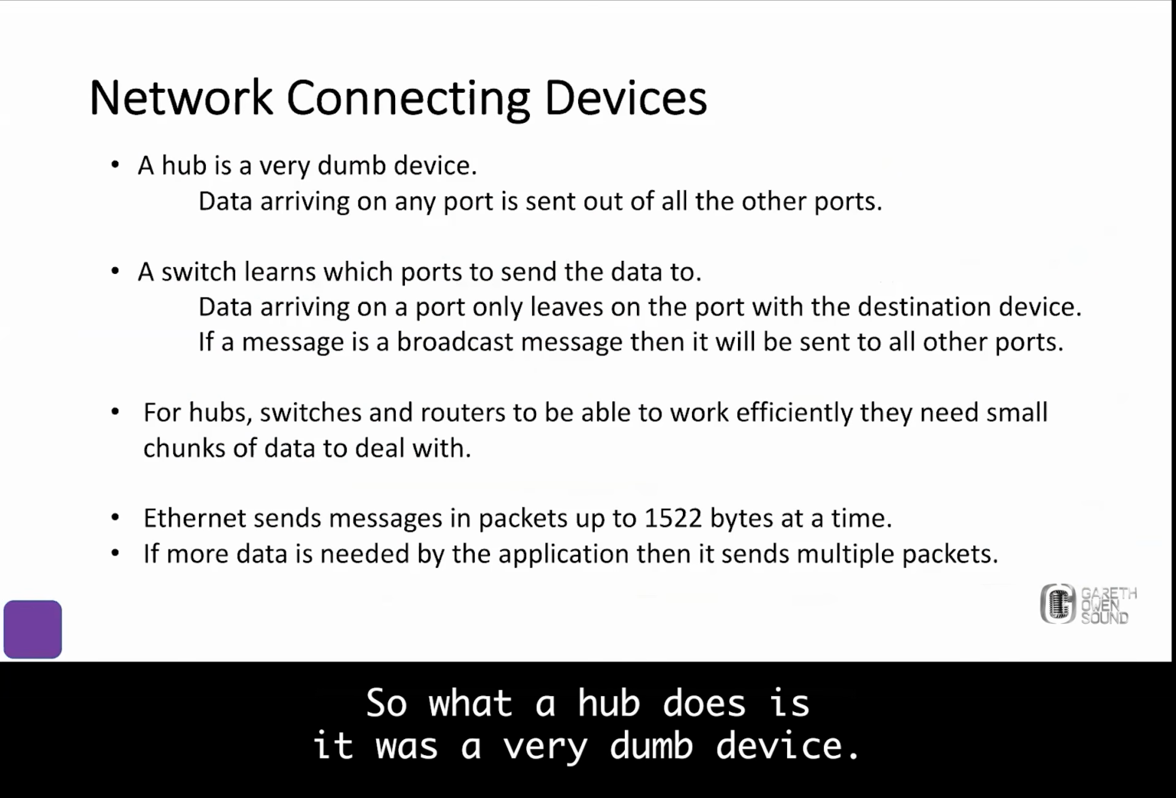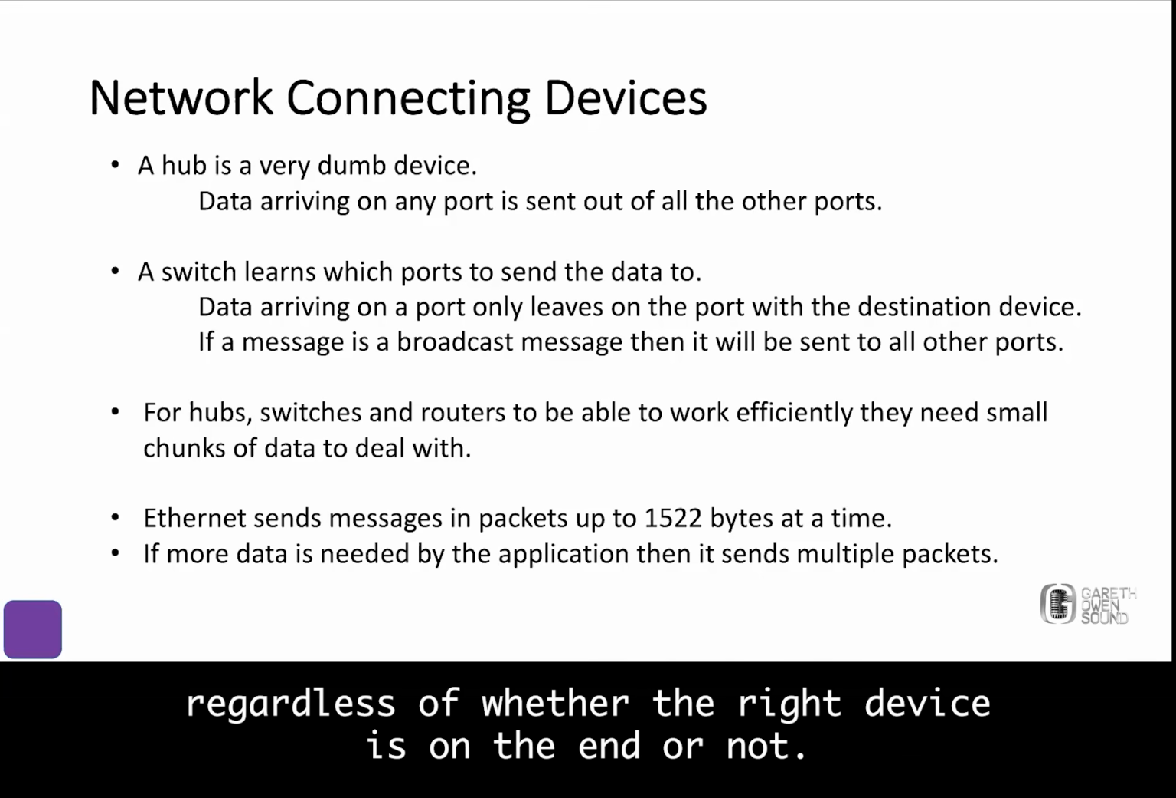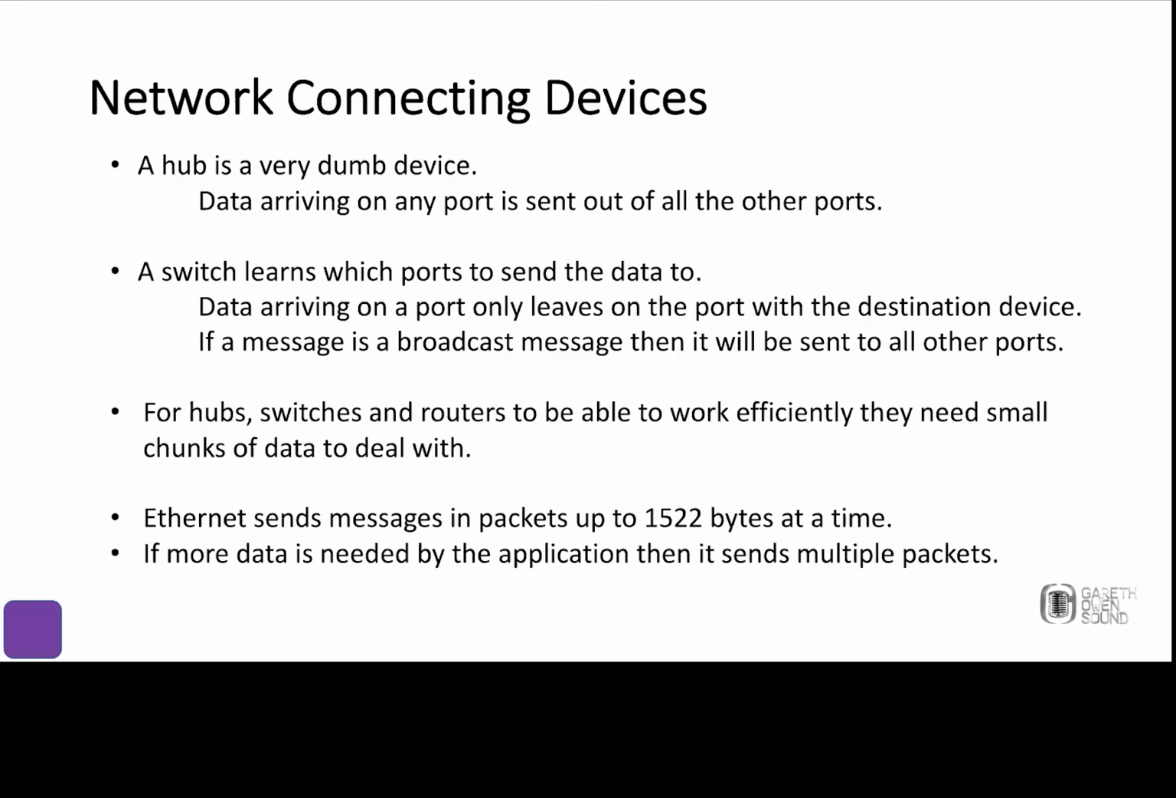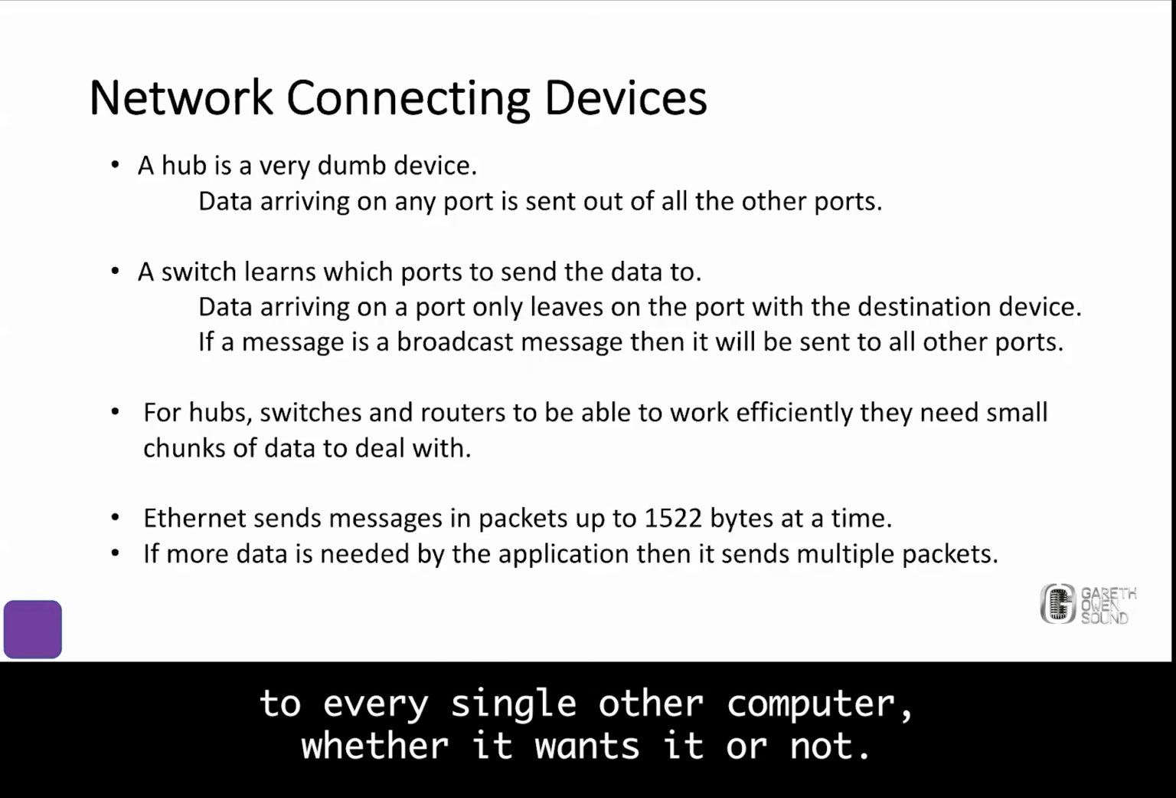So what a hub does is it was a very dumb device. Data arriving on any port, any socket, is sent out of every other socket, regardless of whether the right device is on the end or not. So that uses up bandwidth. For every message any computer sends, it will send it out to every single other computer, whether it wants it or not.